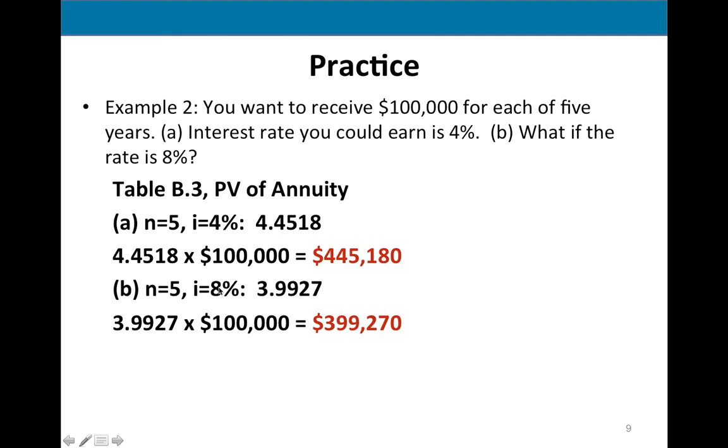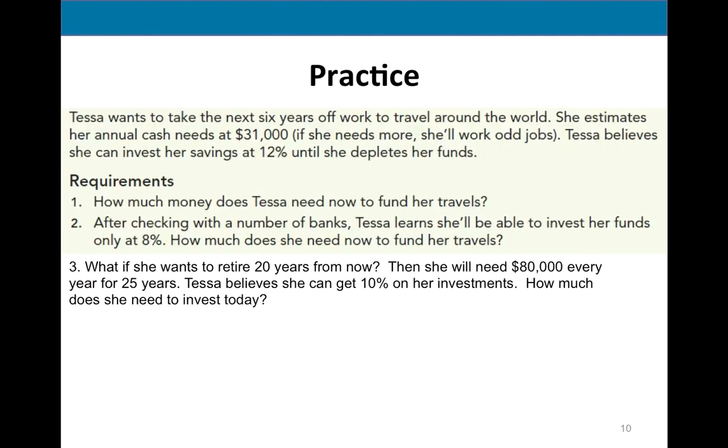Now, if the interest rate is higher, if I can find an investment with the higher interest rate, that means that I have to invest less today, right? If the interest is more beneficial to me, then the present value, the original value of my investment will be less. I would have to invest only $399,270 to get $100,000 every year for 5 years. Couple of other examples. I have Tessa who wants to take the next 6 years of work to travel around the world. She estimates her annual cash needs at $31,000.